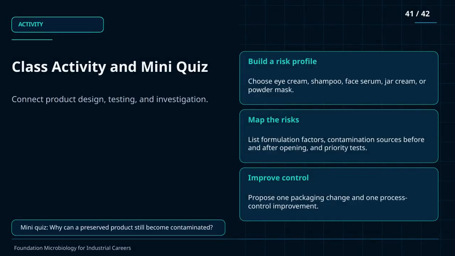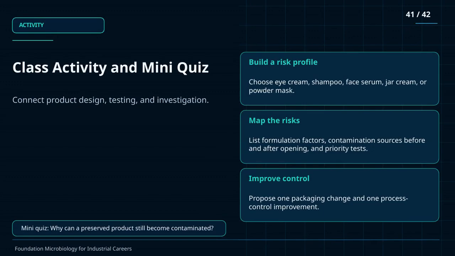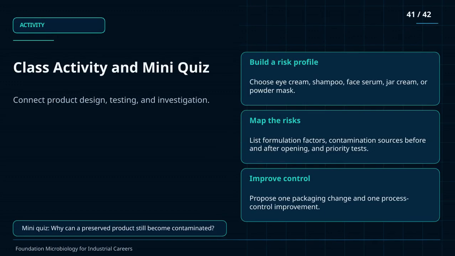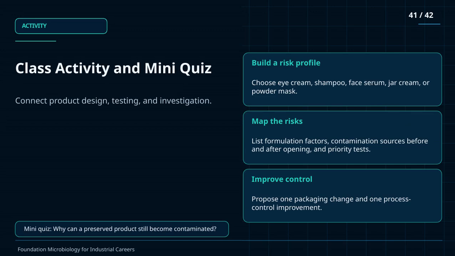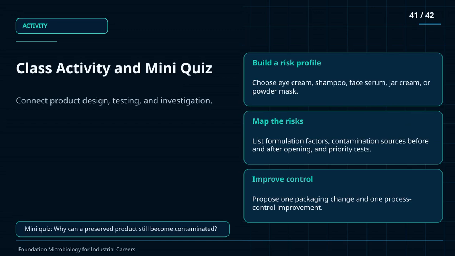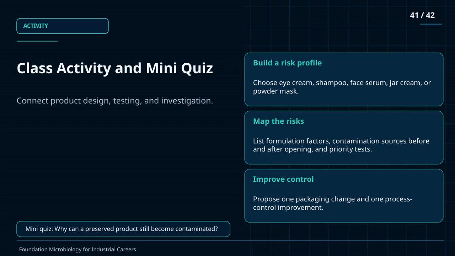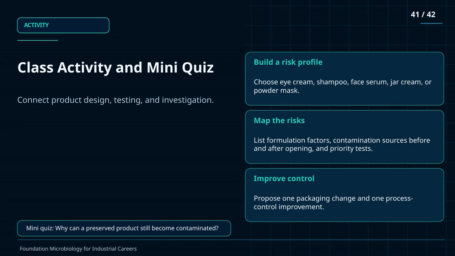This activity asks learners to build a risk profile for a cosmetic product and connect design choices with microbiological control. Consider formulation factors, contamination sources before and after opening, main test types, controls, packaging improvements, and process control changes.